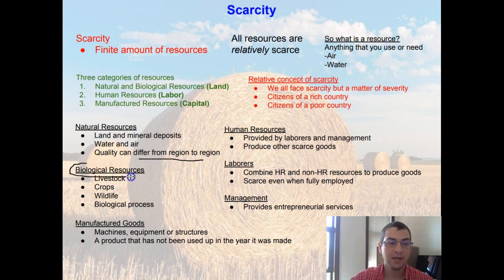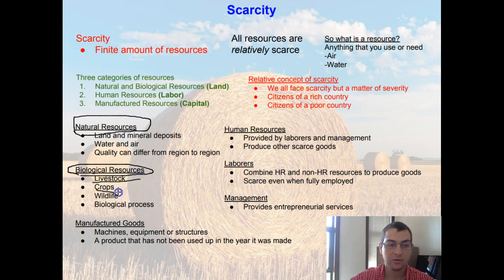We also have these biological resources that fall under this land aspect. Those biological resources are aspects such as livestock, crops, and wildlife. So what sets these apart from the natural resources? These natural resources are not necessarily alive. They don't go through a biological process. But yet our biological resources, they go through a biological process of growing.